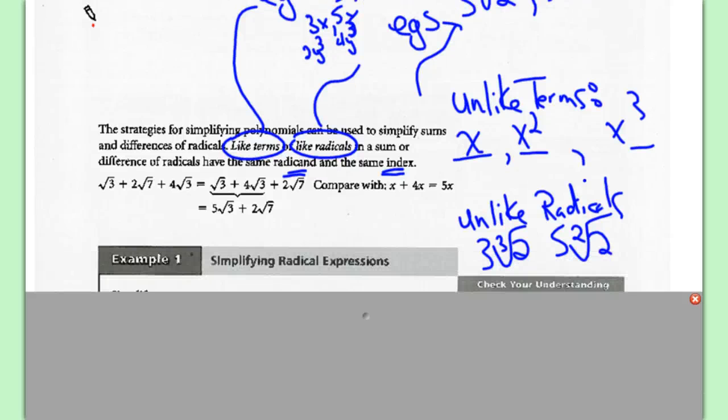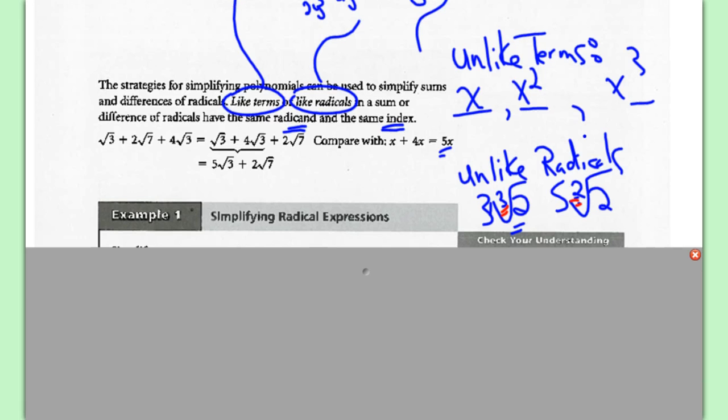If they're like terms, you can collect them, you can add them up, just like 4x and x is 5x. So having like radicals, we can work with, and having unlike radicals, you're done, right? 3 root 2 and 3 cube root 2 and 5 square root 2, those are not like radicals. They have a different index number, and we can't work with those. There's nothing we can collect with them, okay?